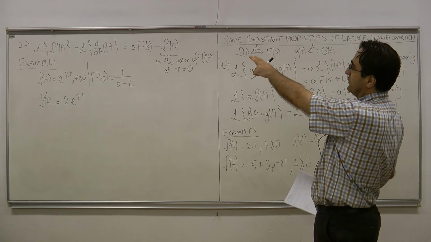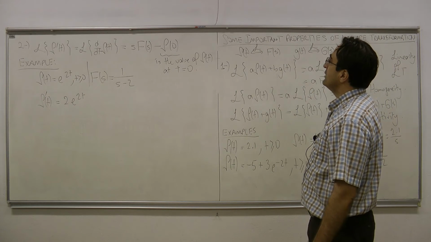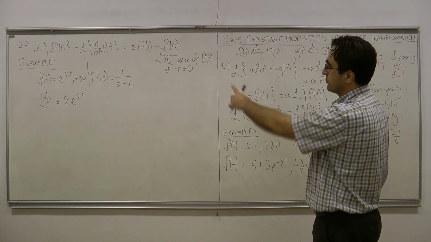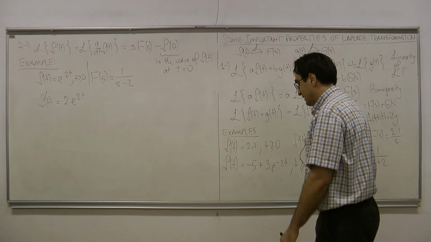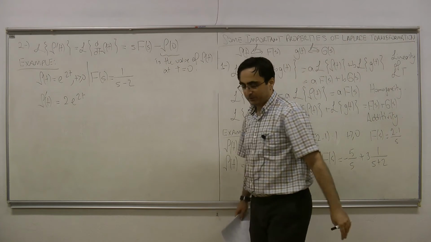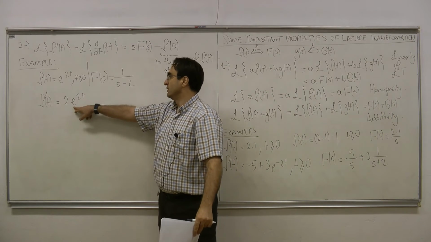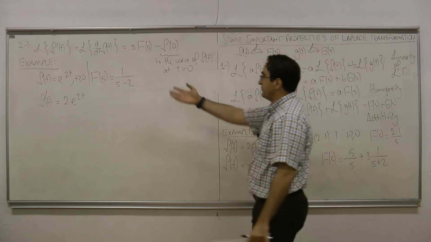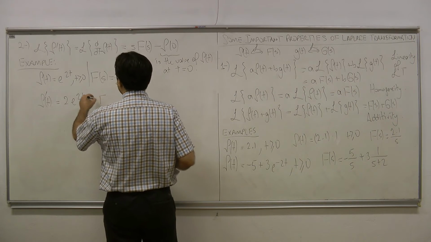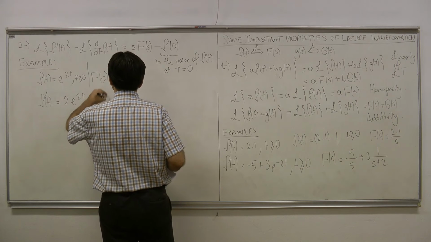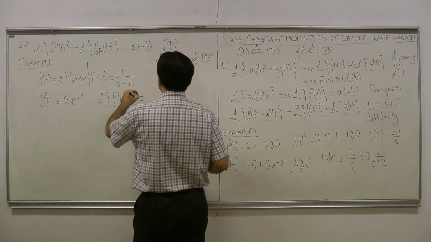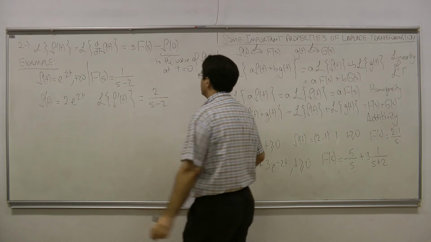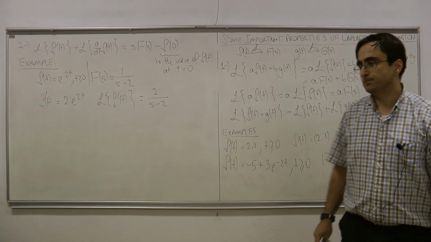So do I really have to use the property here in order to know the Laplace transformation of twice e to the 2t? I really don't have to use this derivative property, because this is nothing but this function times 2. From the first property, I know that the Laplace transformation of f prime of t is just going to be 2 times this F of s. Okay? 2 over s minus 2.